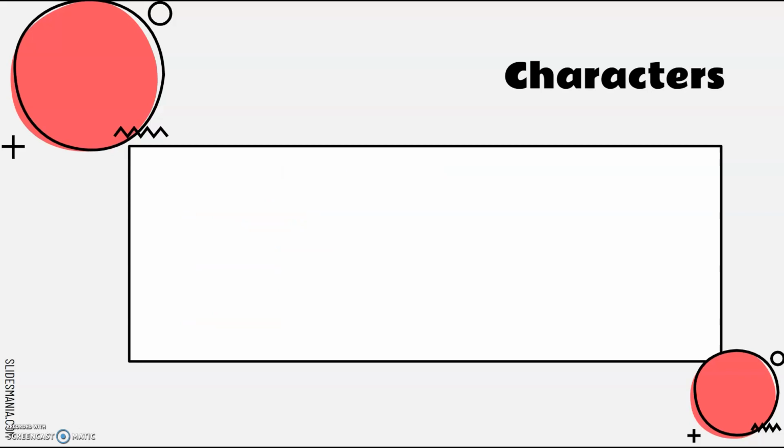Our next element that I want to go over is characters. So characters are the people who move around in a story. Now, I want to note that depending on which genre of fiction you read, characters can also be animals or objects. So let's say, for instance, you're reading a fantasy story, then characters could be animals or objects.